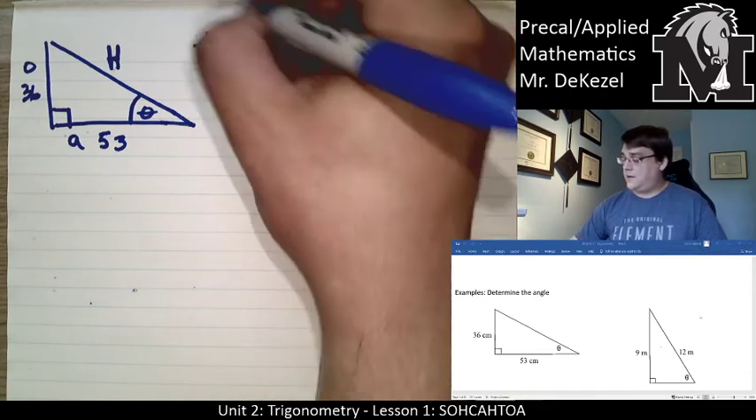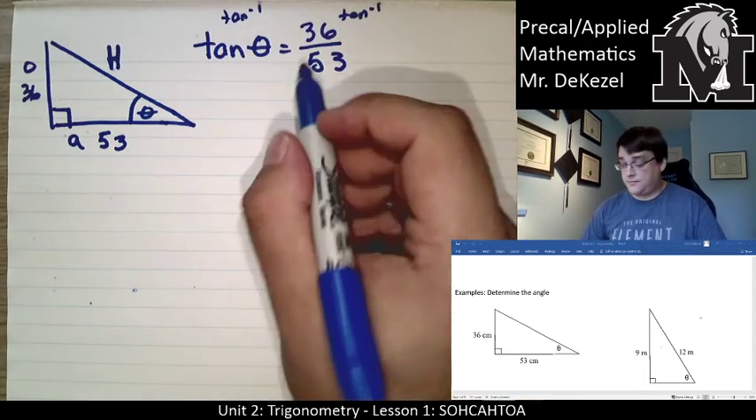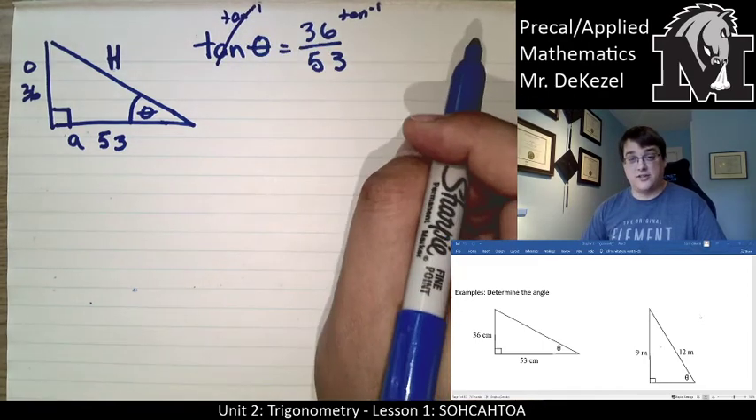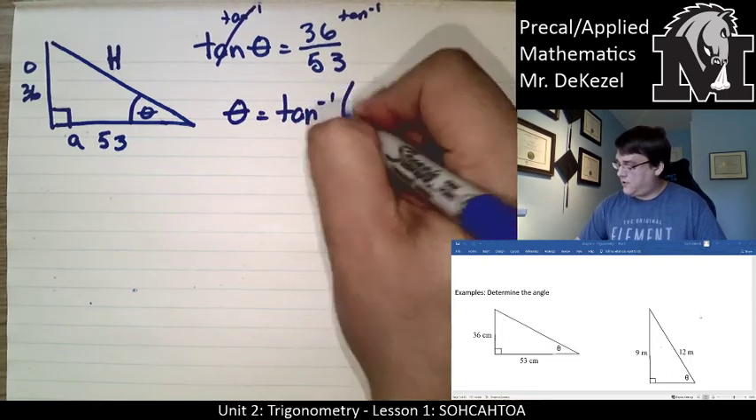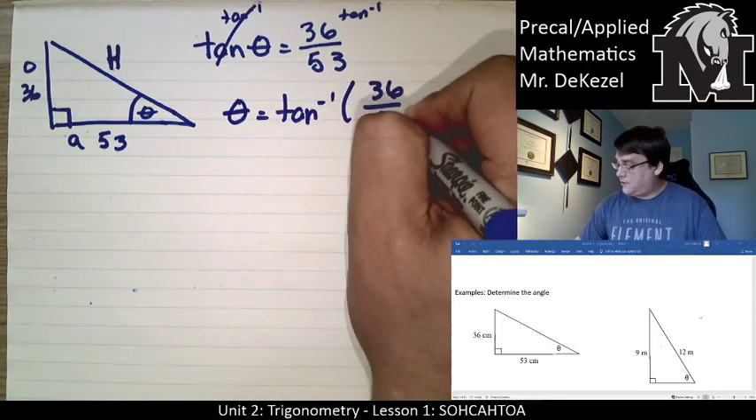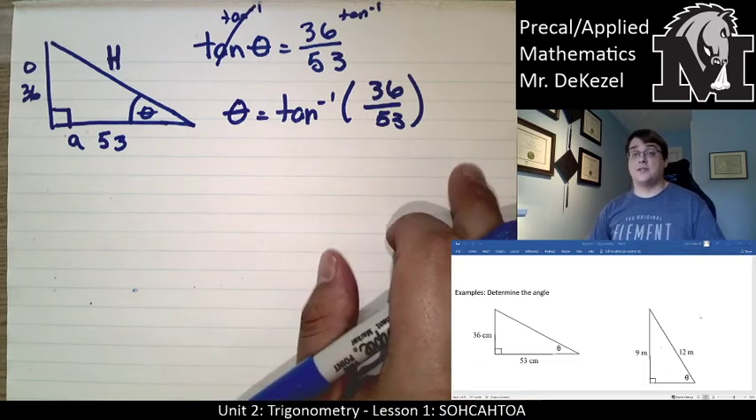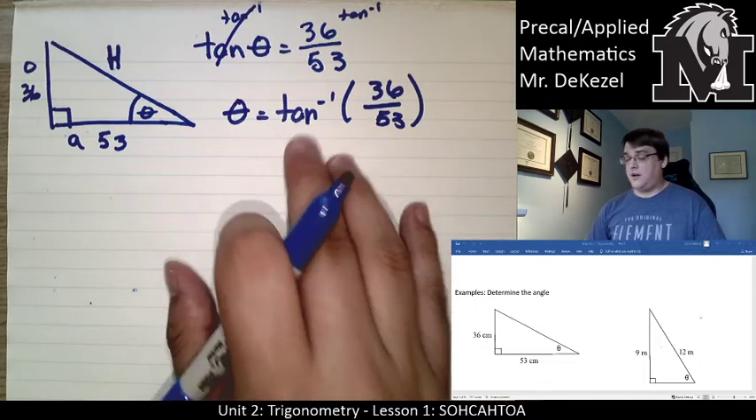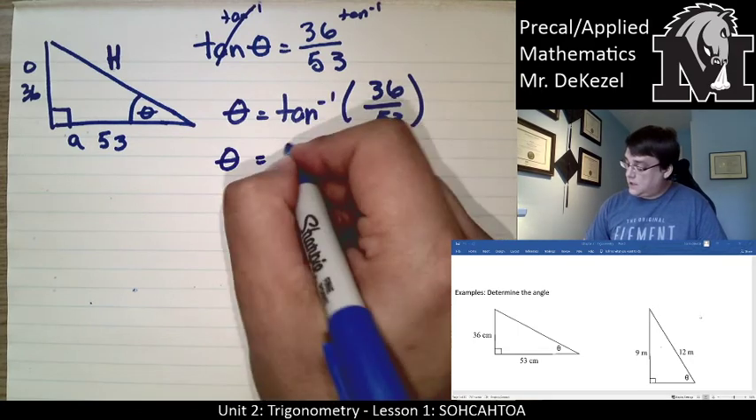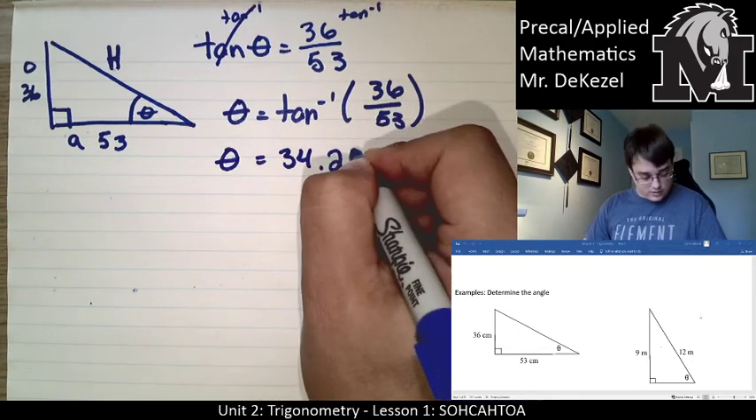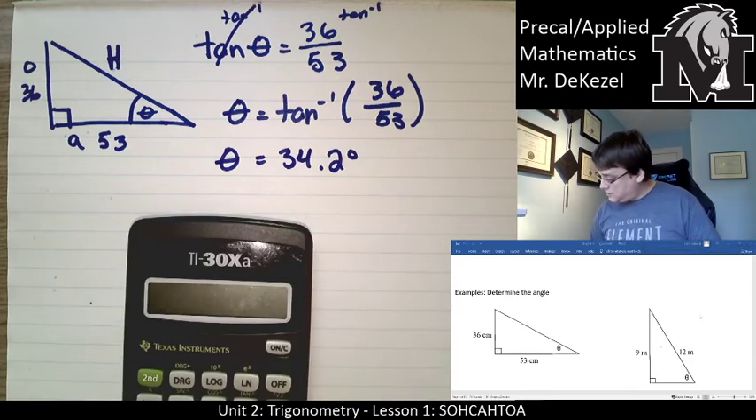So inverse tan, these kind of get rid of each other, and we're left with theta is equal to the tan inverse of 36 over 53. Now you can punch that in to make it a decimal. Just keep all of your decimals, as many as you can, on your calculator, and then tan inverse that. So that comes out theta being 34.2 degrees.